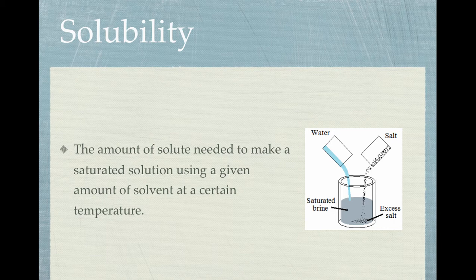What we're looking at when we're talking about concentration is solubility. So that's the amount of solute that's needed to make a saturated solution using a given amount of a solvent at a certain temperature. As you can see in the picture on the right there, we have the solute, salt, and we have the solvent, water. We end up making a nice saturated brine or saltwater solution, but then you have excess salt. So I know that it's reached its maximum solubility. That saturated brine can no longer hold any more salt. It is full to its capacity.